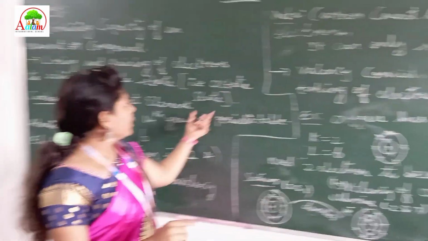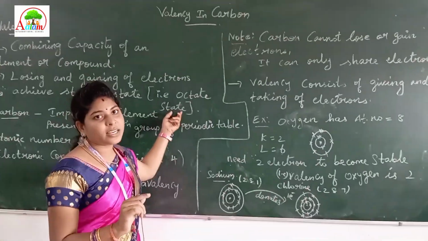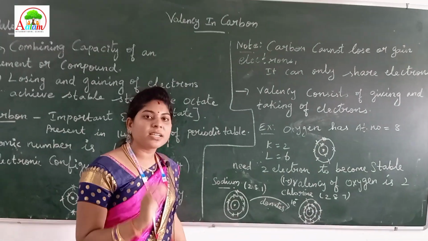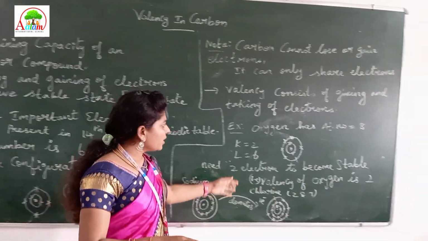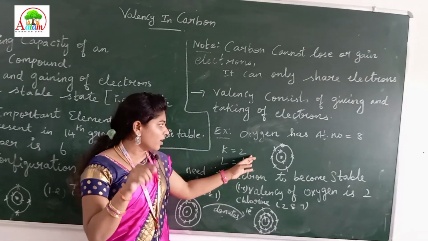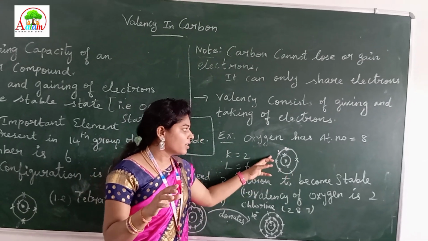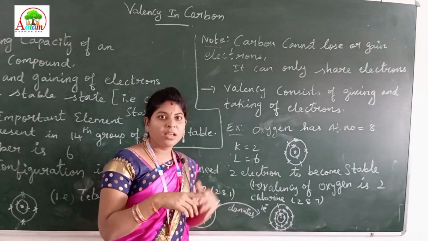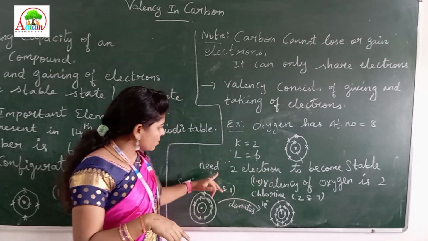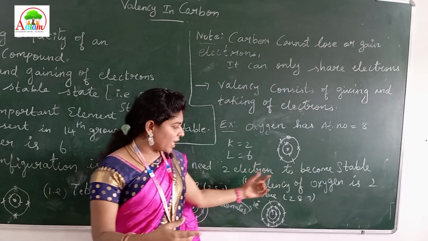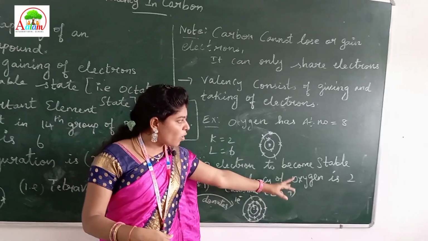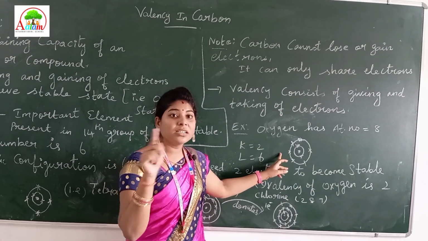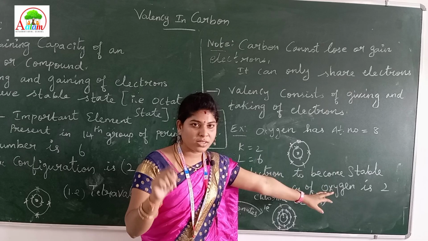Already I have said it should have an octet state. Octet state is 8 electrons. If 8 electrons are present in the outermost shell, then only the element is considered a stable structure. But here oxygen has an atomic number of 8, and the outermost shell consists of only 6 electrons. So to become stable, it needs 2 more electrons. That is the valency of oxygen, which is 2. Oxygen needs 2 electrons, so that is considered the valency of oxygen.